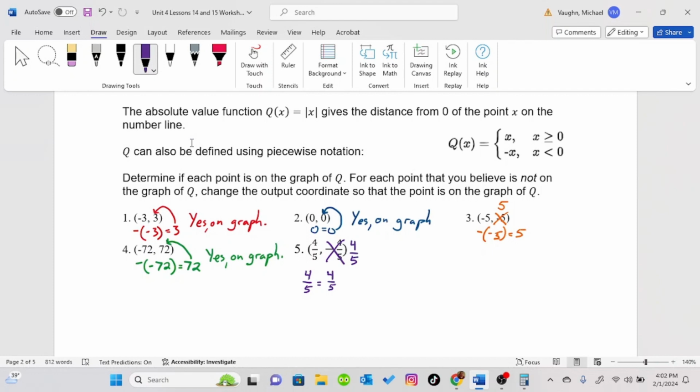These are all the practice problems for lessons 14 and 15. If you still have any questions about absolute value functions or about inverse functions, please use class time to ask for clarification before the end of Unit 4 test, which is scheduled to be Monday, February 12th.